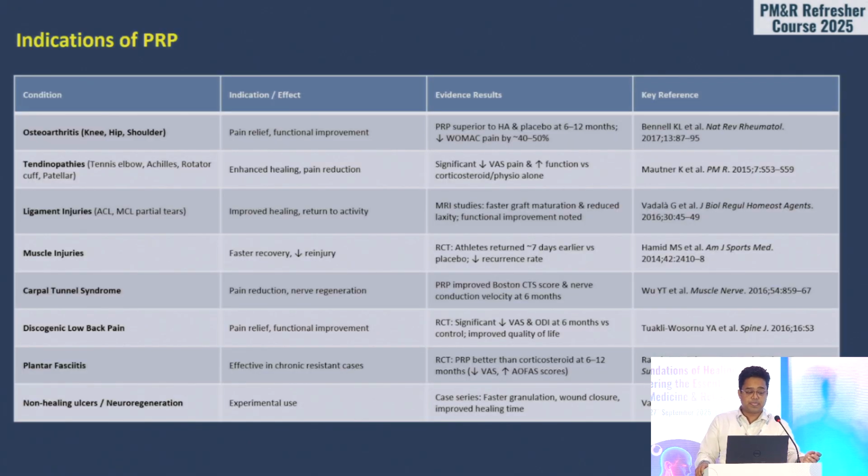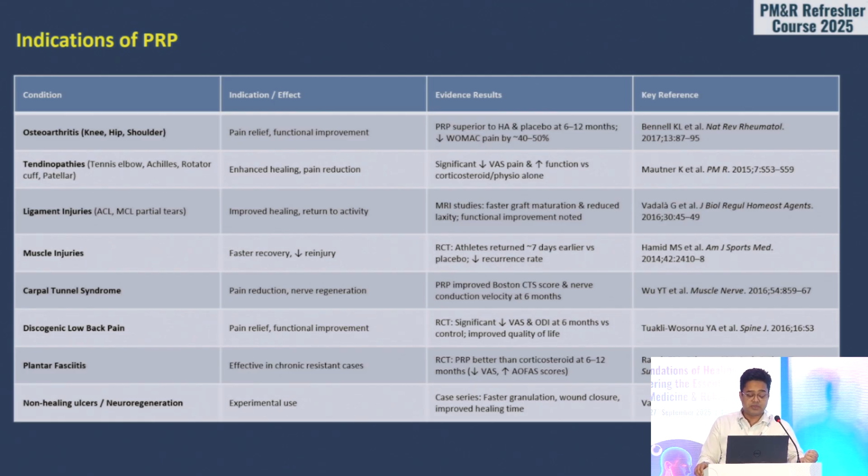Now indications. PRP is used in many conditions like osteoarthritis of the knee and shoulder, for pain relief and functional improvement. PRP is superior to hyaluronic acid and placebo in the evidence, with results at 6 to 12 months. Tendinopathies: enhanced healing and pain reduction, a significant reduction in VAS score, and improved function. Ligament injuries: improved healing and return to activity. MRI studies show faster graft maturation and reduced laxity, and functional improvement was noted.